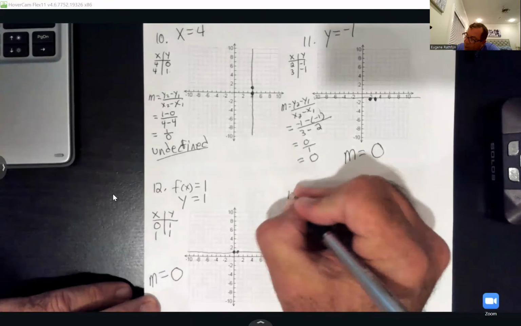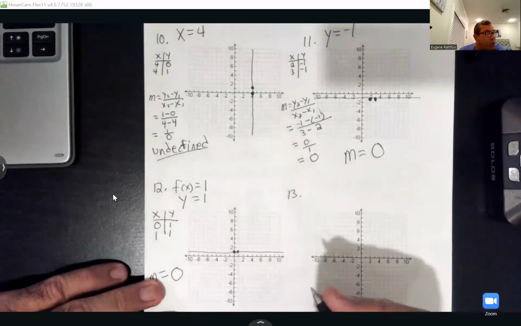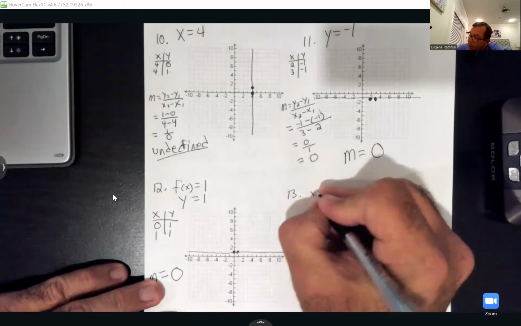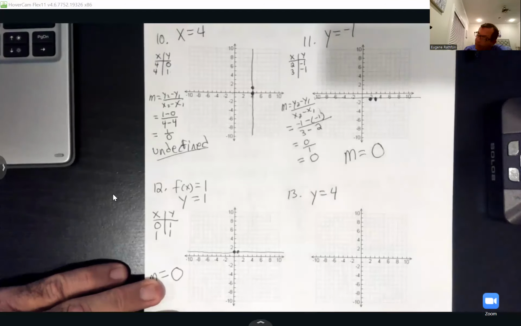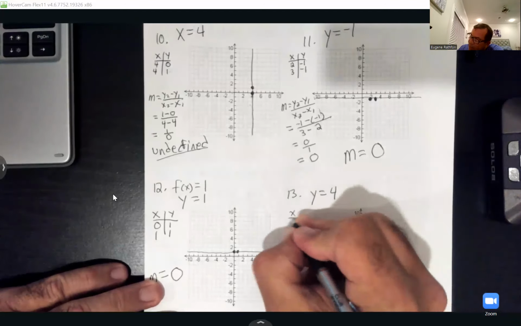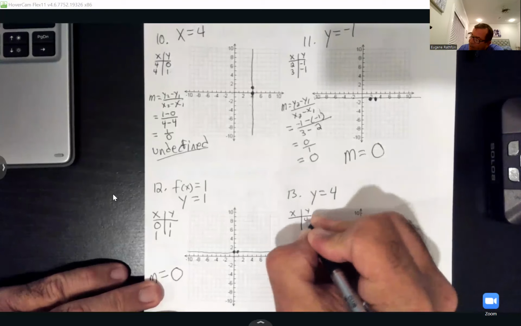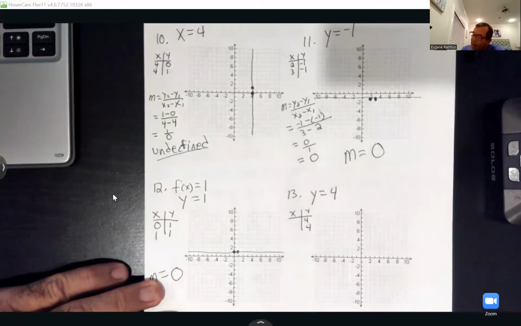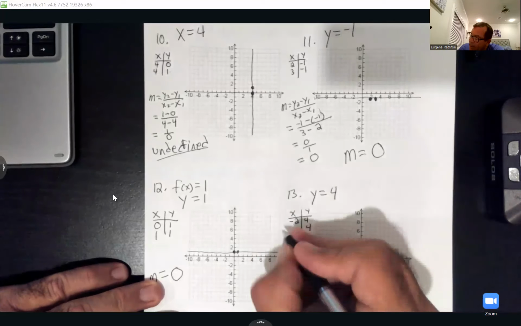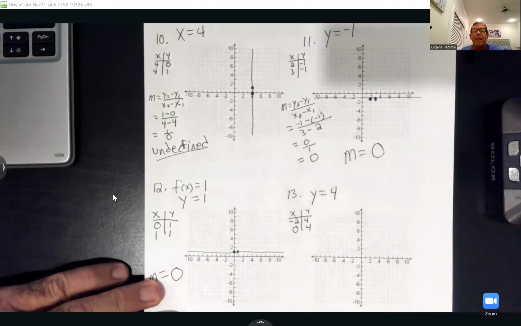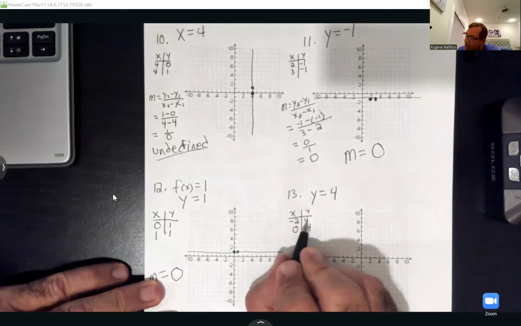All righty, then they had one more of these. So the last one was y equals 4. All right, y'all, so here's my table that I would plot. Y has to be 4 every time. So let me do a negative number this time, -2 for the x, and then I'll use a 0 for the second x. So I'm going to plot -2, 4.